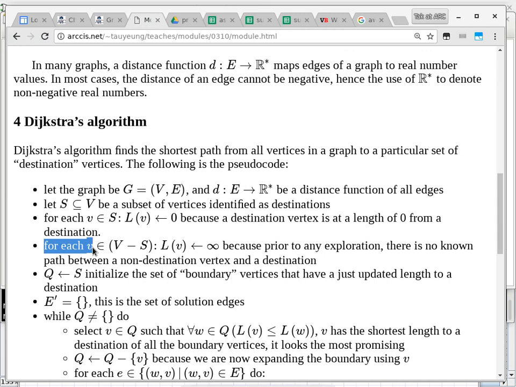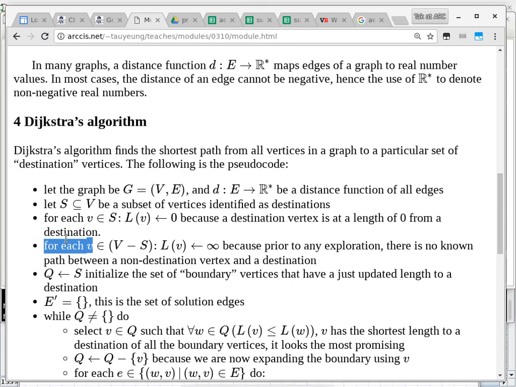Yep. The stdio header does have a maximum, but that's for integers. For real numbers, you need floating point numbers, and there's a representation of an infinity and a negative infinity for floating point numbers. Okay. So are we good so far?